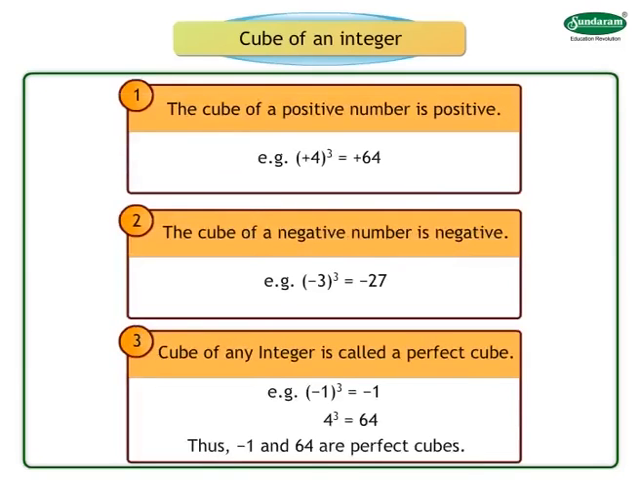3. Cube of any integer is called a perfect cube. For example, -1 cube is equal to -1. 4 cube is equal to 64. Thus, -1 and 64 are perfect cubes.